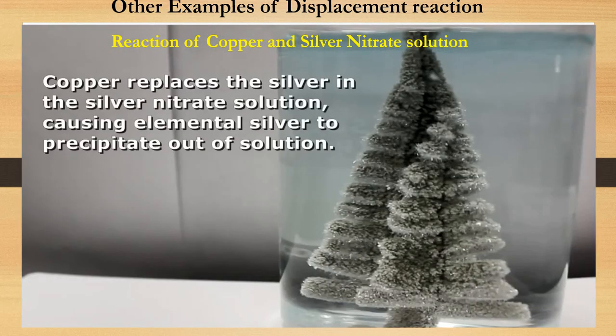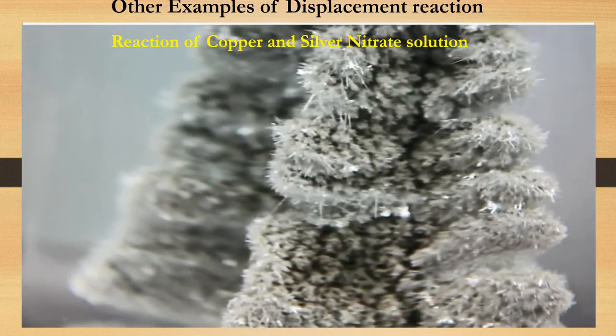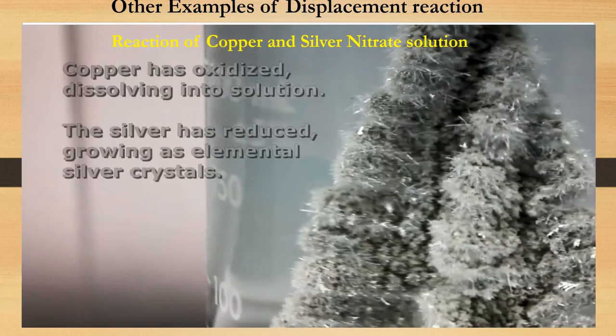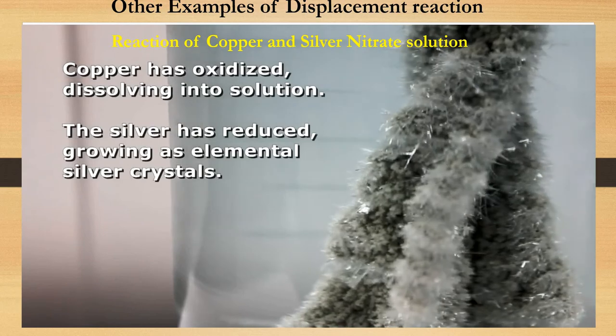So copper replaces the silver, causing elemental silver to precipitate out of solution. Meanwhile, you will observe that the color of the solution becomes bluish green. This means that copper nitrate solution is a bluish green solution.